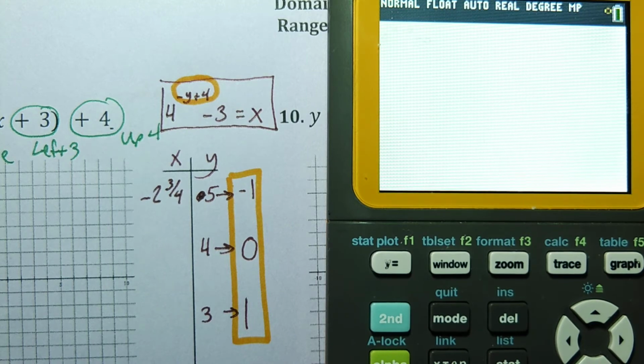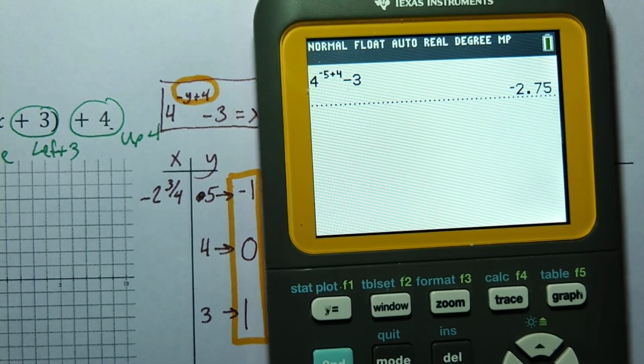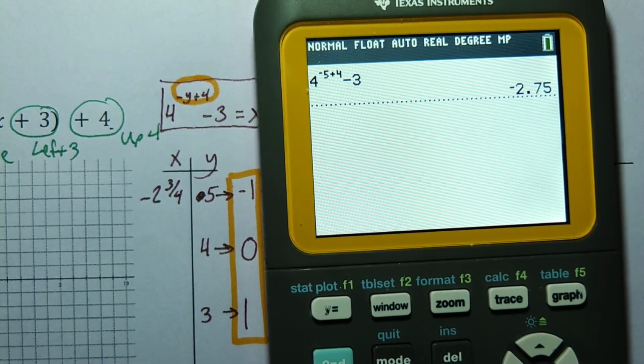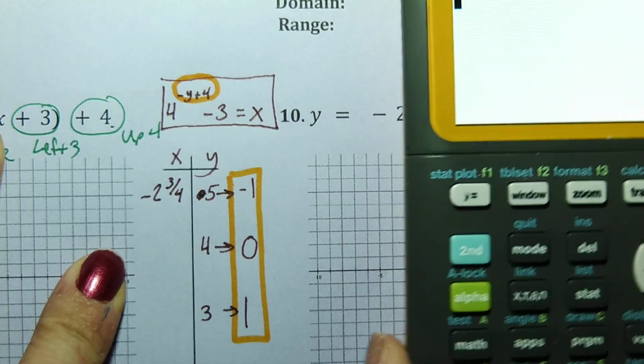So if you did that on your calculator, 4 to the negative 5 plus 4, arrow over to escape the exponent, minus 3. You see we get negative 2.75. So you can put either there. Just make sure that you know how to graph it and that you understand where those values are coming from.